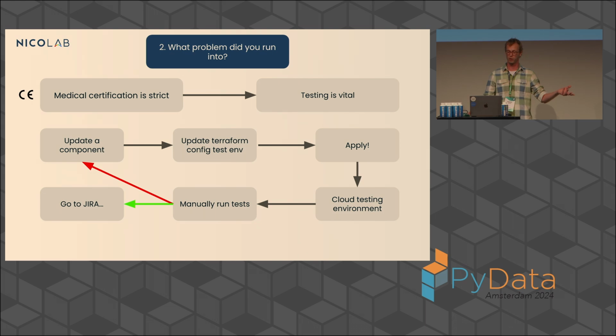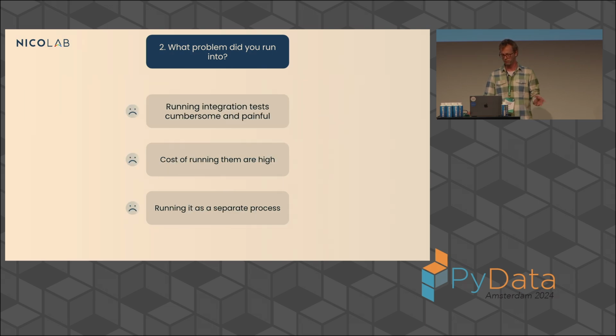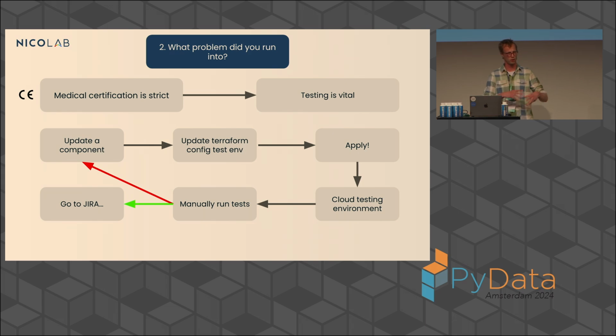I might have to go back to my component, and you can see that this development cycle is already a little bit painful, right? Integration tests can be painful. The cost of running them can be high, both in development time and in spinning up this test environment in the cloud. And we're running it as a separate process. So I've updated my component, my unit tests are green, but then I get into the next development phase.